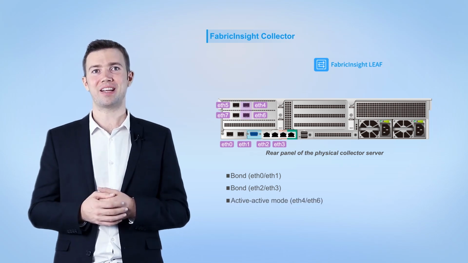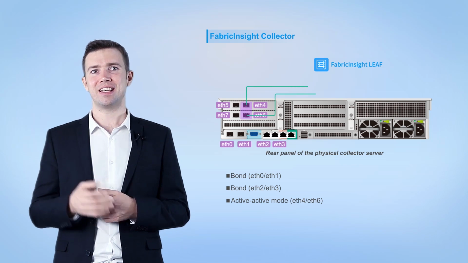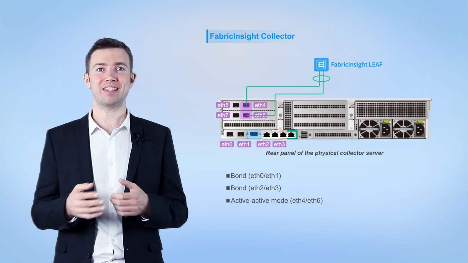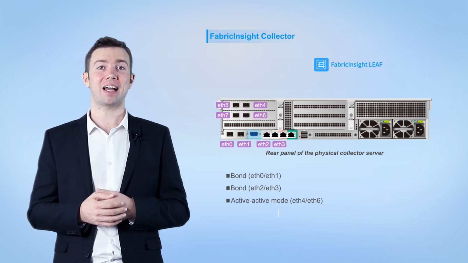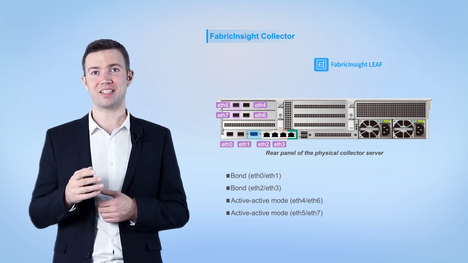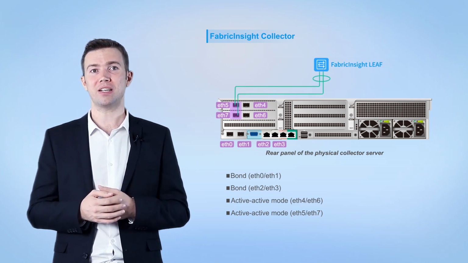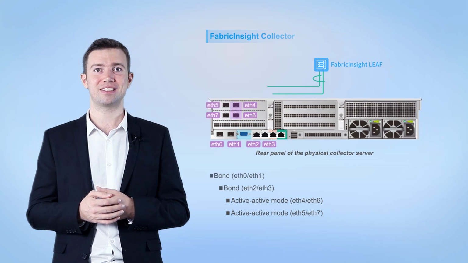Active-active mode, Ethernet 4, Ethernet 6. This group of network ports is used to collect data reported by switches in the data center. Active-active mode, Ethernet 5, Ethernet 7. This group of network ports is used to synchronize the PTP clock between collector clusters.